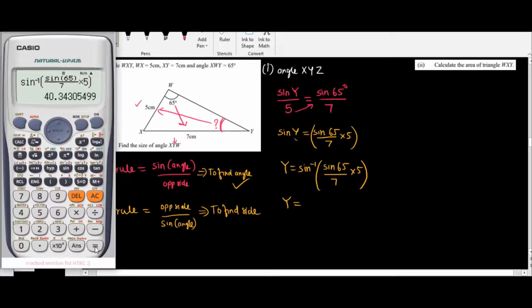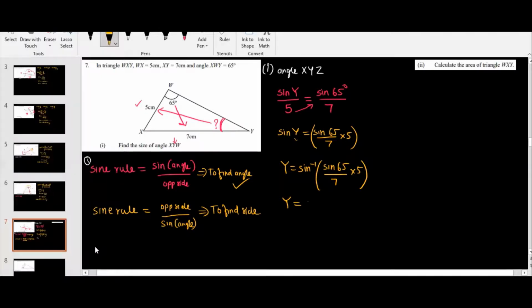That is 40.34305. So there are more numbers after this, but our calculator shows only a few digits. So let us focus only on 3 significant figures. But the question is asking us for an angle, so the angle must be rounded off to 1 decimal place. So that's why it should be 40.3 degrees. So I will write it as angle XYW equals 40.3 degrees.